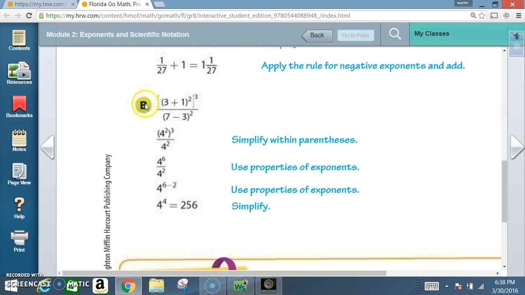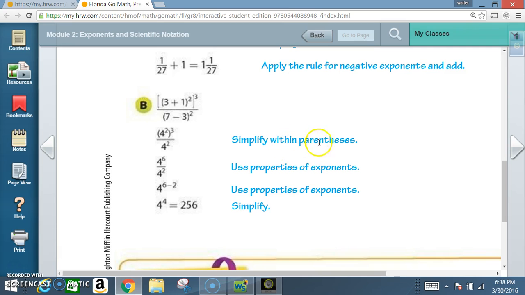Okay, let's take a look at example B. We have 3 plus 1 in parentheses raised to the 2nd power, and then that is raised to the 3rd power, divided by 7 minus 3 raised to the 2nd power. We do the same thing we did in example A.